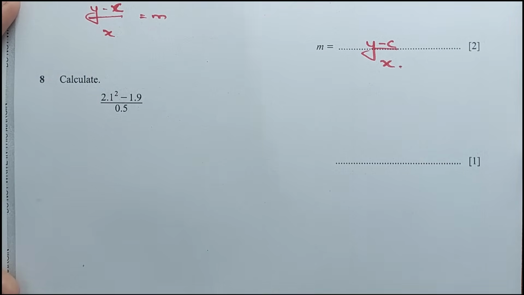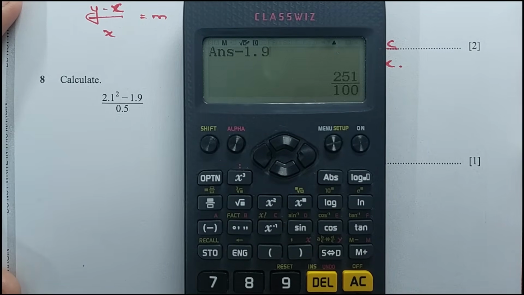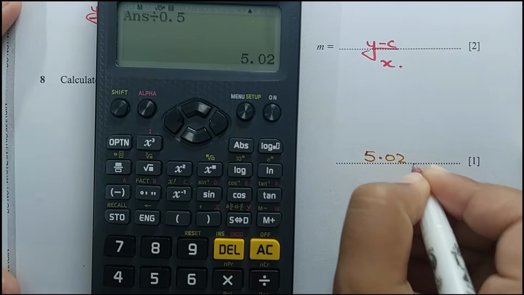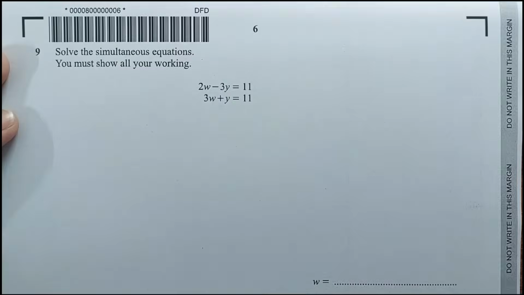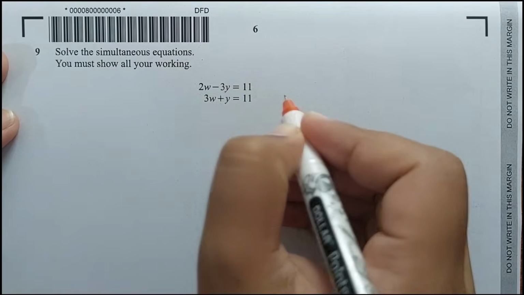Question number 8. Calculate. Okay, we just need to calculate with the help of a calculator. 2.1 square minus 1.9 divided 0.5. So that is 5.02 is a simplified answer. Question number 9. Solve the simultaneous equations. You must show all your working.